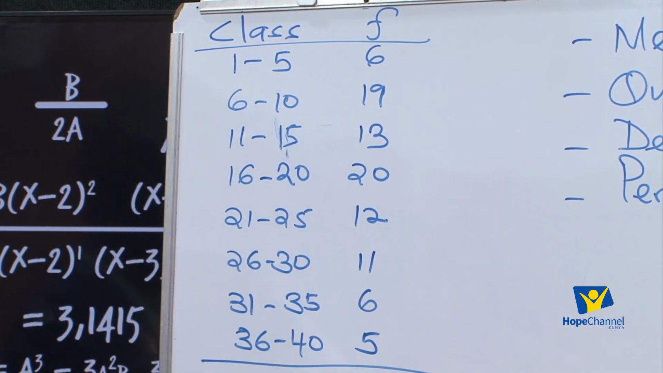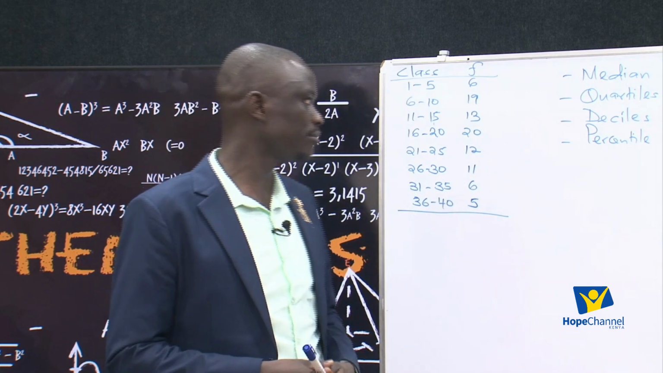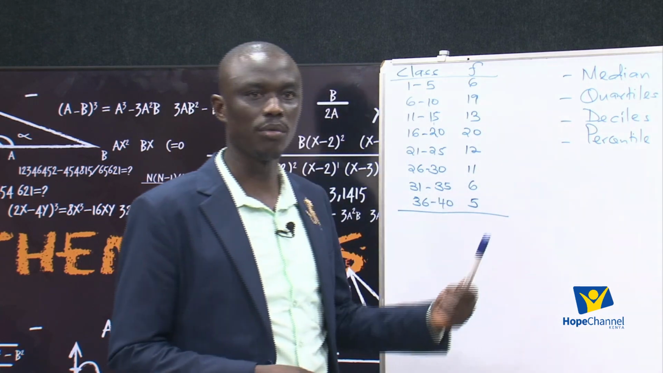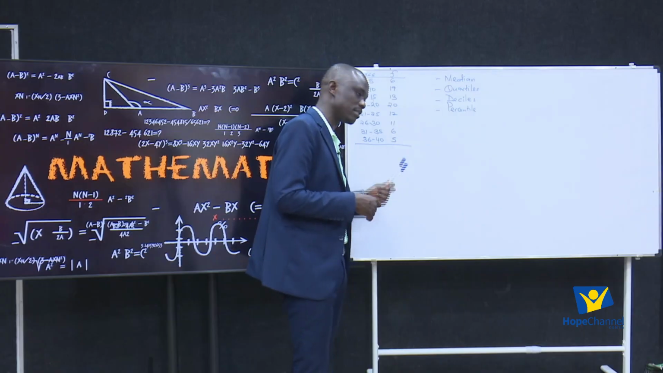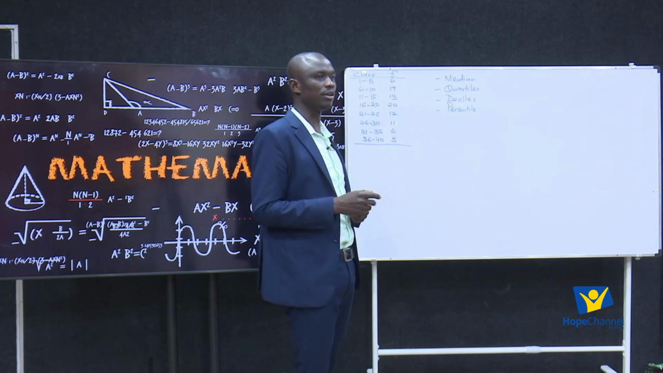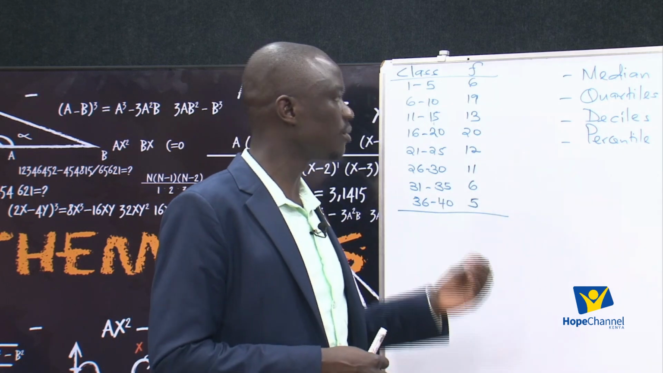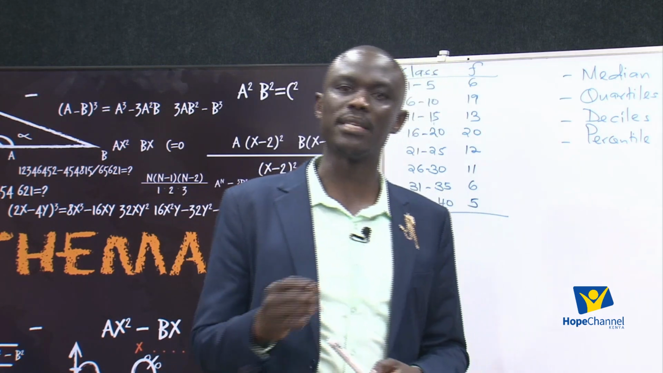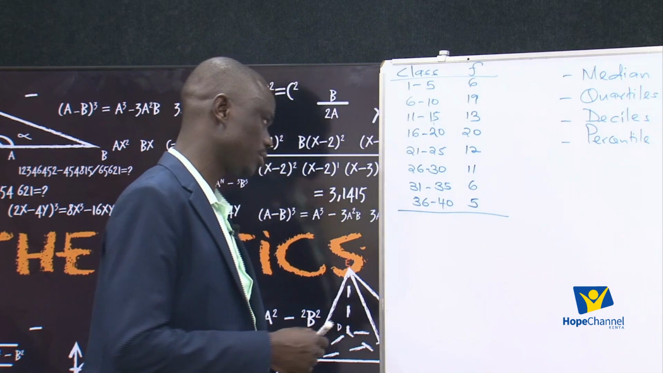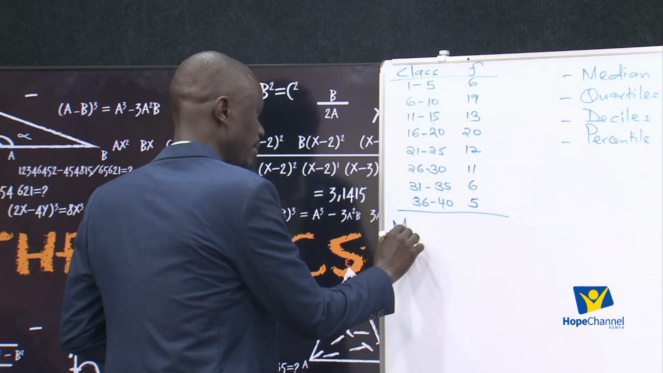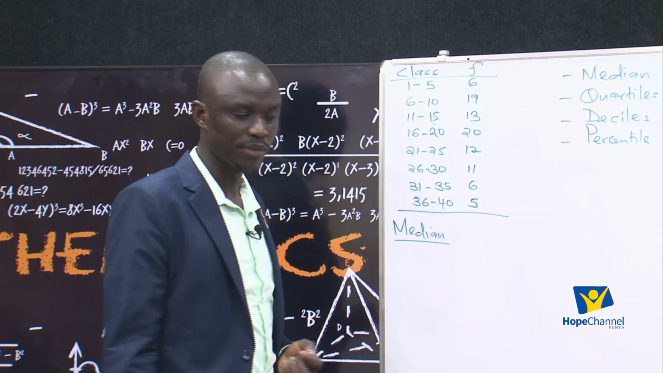This data, we are going to use it for our class today. We will calculate the median, the quartiles, the deciles, as well as the percentiles using this particular data. In addition, we will also be looking at how to calculate the median, quartiles, deciles, and percentiles of ungrouped data. So let's begin with the first one, the median.